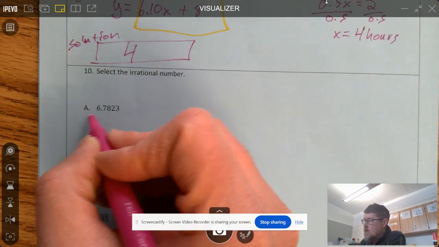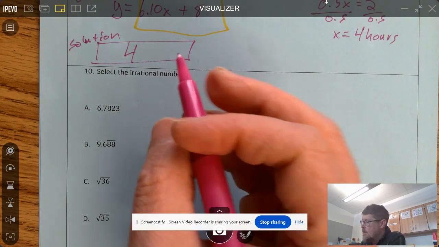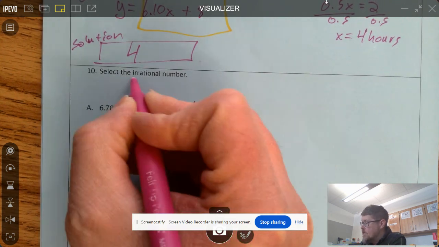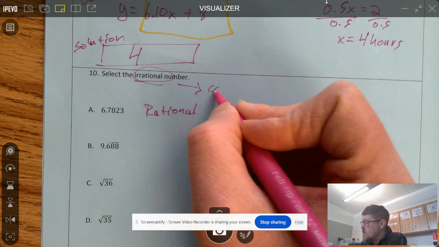So if your decimal ends like this, you can change it into a fraction. Okay. So that's going to be rational, not irrational. Okay. Irrational just means you can't make it into a fraction.